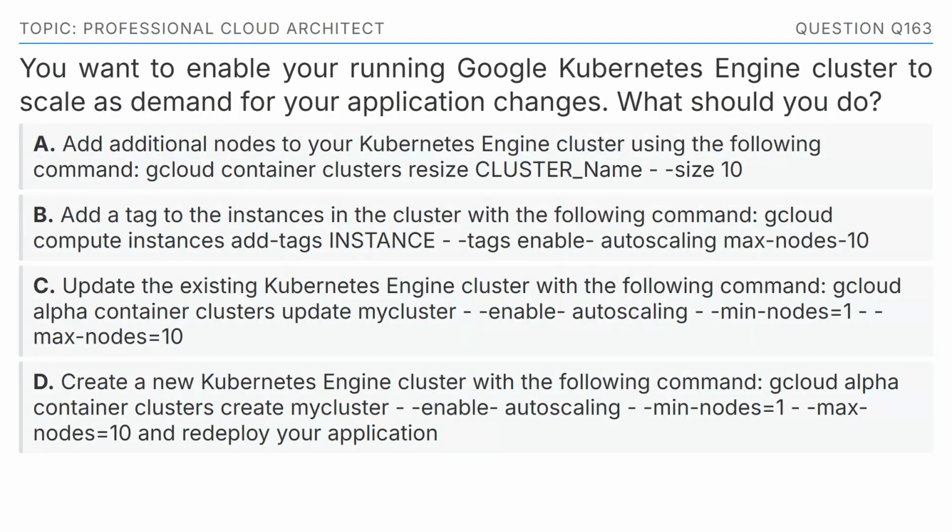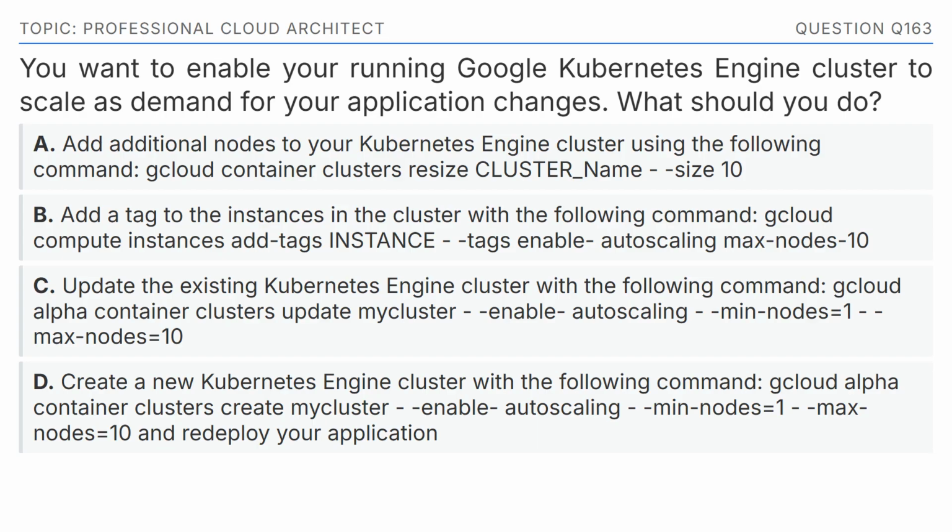You want to enable your running Google Kubernetes Engine cluster to scale as demand for your application changes. What should you do? The options are: Option A, add additional nodes to your Kubernetes Engine cluster using the following command: Cloud Container Clusters resize cluster_name size 10. Option B, add a tag to the instances in the cluster with the following command: Cloud Compute Instances add tags instance tags enable autoscaling max nodes 10.